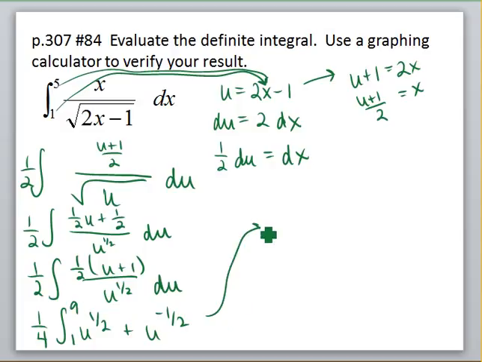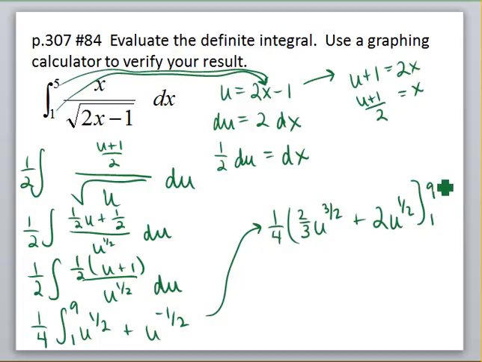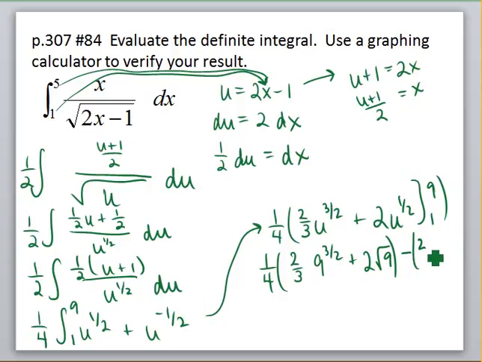So now I'm ready to integrate this, which would give me u to the 3/2, and it'd be over 3/2, which would put a 2/3 out front. I'd have u to the 1/2 over 1/2, which would be 2. And I don't need plus c because I'm going to be plugging those in. So I end up getting 2/3, 9 to the 3/2 plus 2 square root of 9. Minus, we'd have the same thing by plugging in 1. Well, that would be 1. So I just have 2/3 plus I'd have 2.